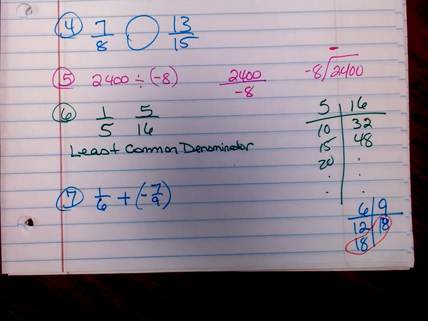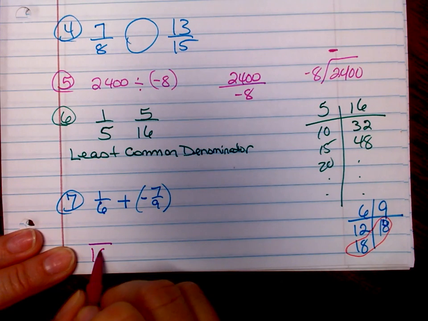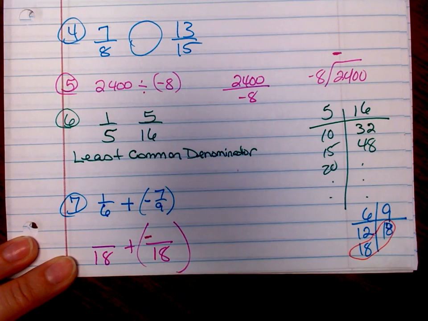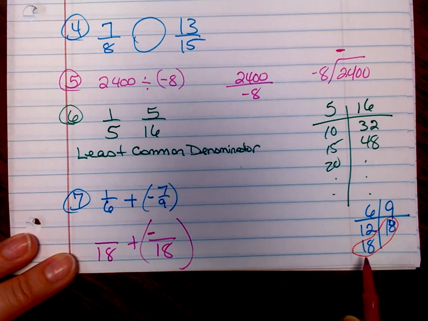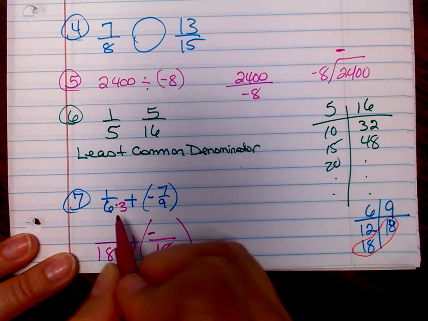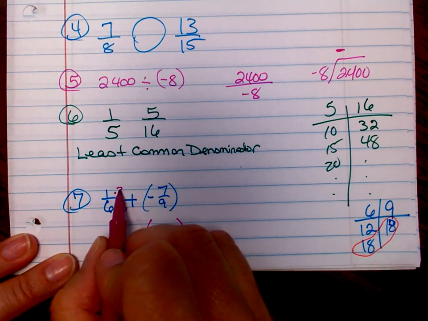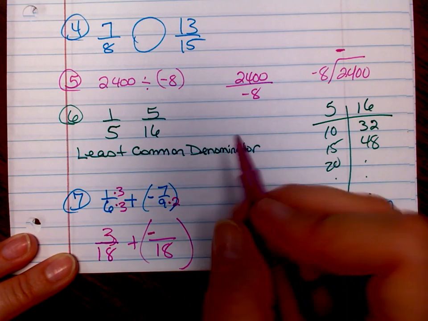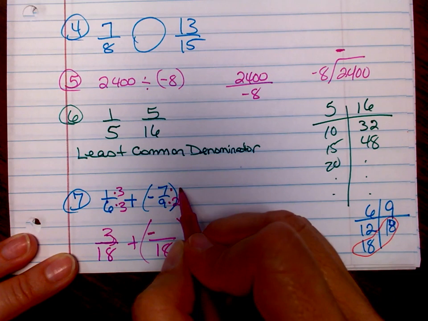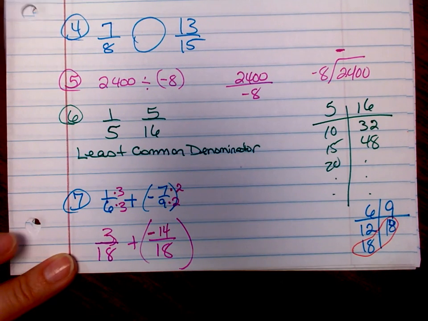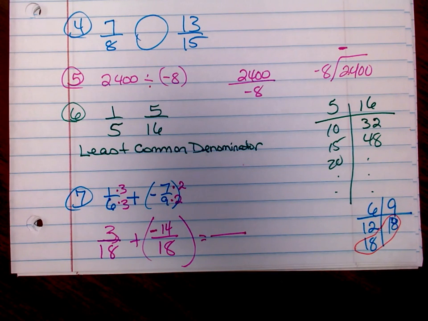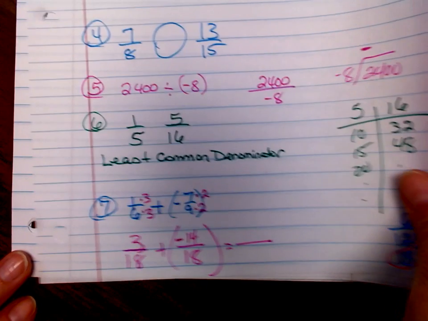So now you have to turn this into another problem. So it's a negative. So 6 times what got me 18? 6 times 3. Whatever you do to the bottom, you have to do to the top. 9 times 2. Whatever you do to the bottom, you have to do to the top. And now you can solve your problem. Okay. Number 8.